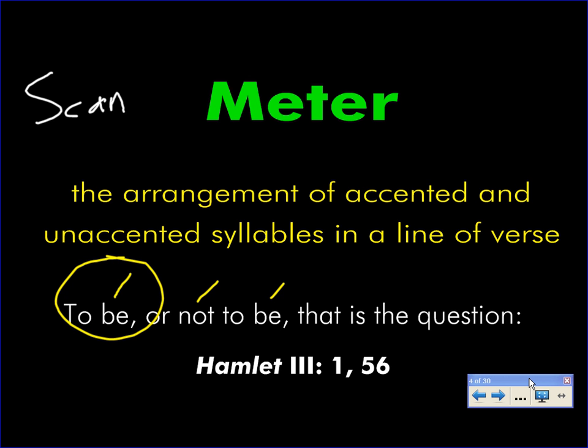Another way you could do this is finding polysyllabic words, that means more than one syllable, and determining how you would say that naturally. There's only one in here. It's "question." So is "question" up, down, or down, up? "Question." I say it like that. "Question." I don't say "question." I say "question."